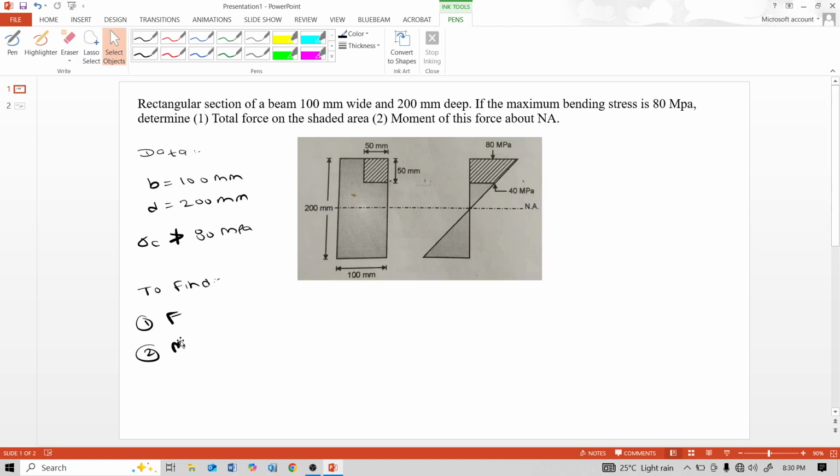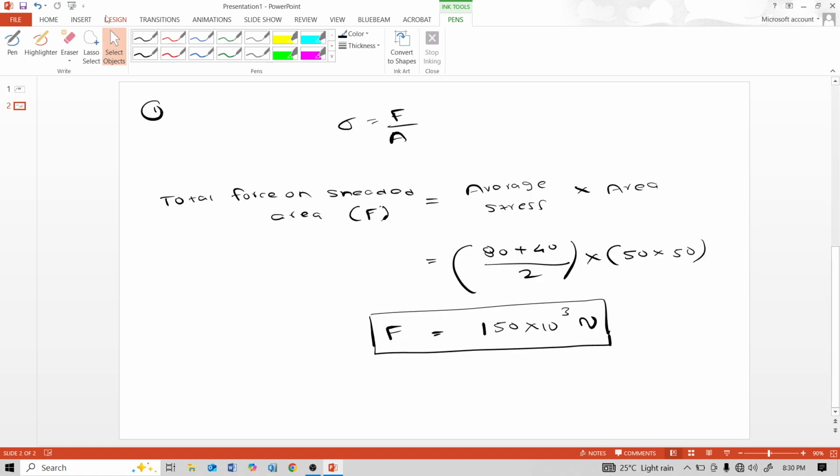Now next we have to find the moment about the neutral axis. For finding the moment about the neutral axis, we use M by I is equal to sigma by y, the flexure formula. Now we have sigma, this 80 MPa, we have y, this 100 mm. We have to find the moment of inertia. So find the moment of inertia about this square's neutral axis.